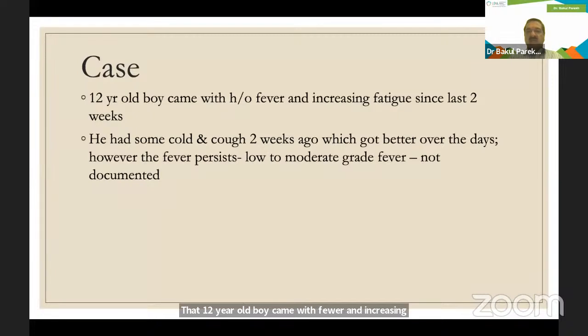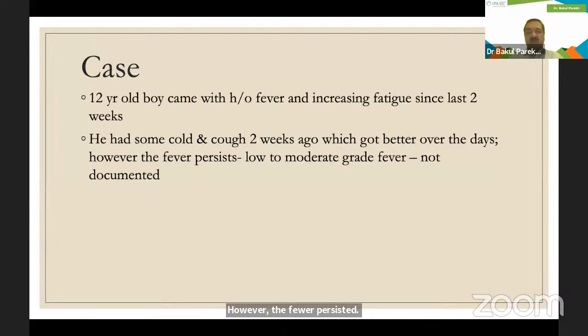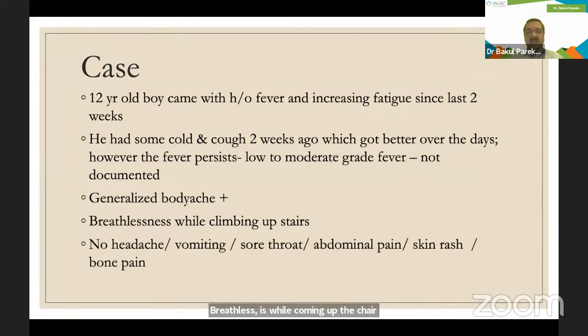He had some cold and cough 2 weeks ago, which got better over days. However, the fever persisted, low to moderate grade, not documented. So, fever for more than 15 days, and there is fatigue. There is generalized body ache, breathlessness while climbing the stairs, and there is no headache, vomiting, sore throat, abdominal pain, skin rash, or bone pain.